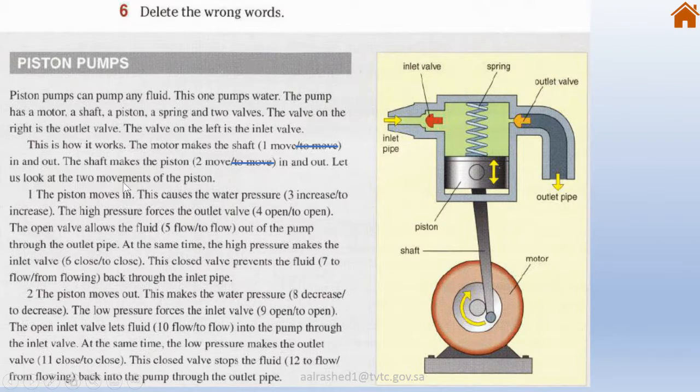Let us look at the movement of the piston. The piston moves in. This causes... so which one should we use with cause? This causes the water pressure to increase. So we need here to put "to" in front of the verb. The high pressure forces the outlet valve. Okay, so forces has the same meaning as makes.